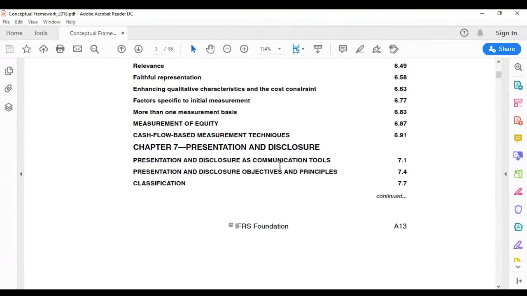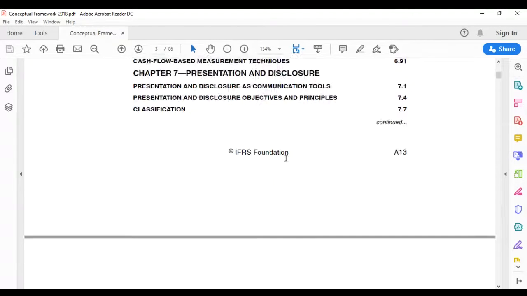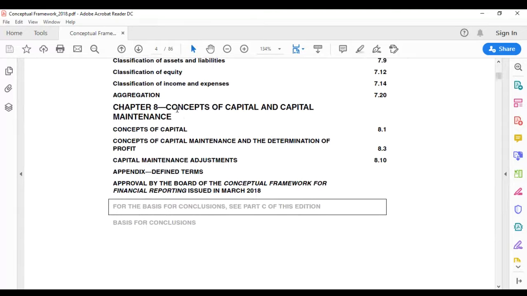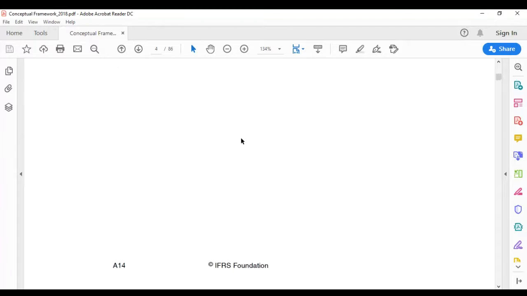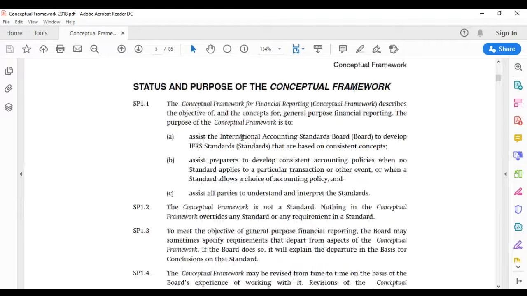Presentation and disclosure. We're briefly going to discuss presentation and disclosure as well. Then chapter 8, we're not going to be doing in financial accounting 2. We can leave that until a further financial accounting level that deals with concepts of capital and capital maintenance.